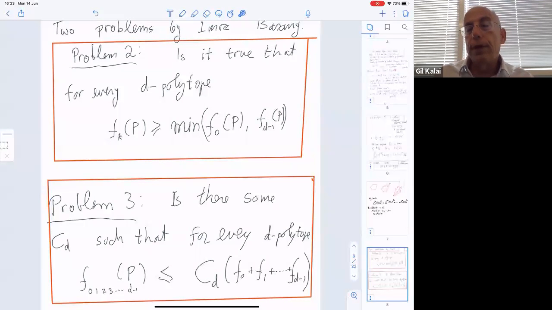Is it true that for every d-dimensional polytope, the number of k-dimensional faces is greater or equal to the minimum of the number of vertices and the number of (d-1)-dimensional faces, or the number of facets, as they are called? And we don't know even this. We would expect that when k is smaller than d over 2, then f_k of P is greater or equal to f_0 of P. When k is larger than d over 2, f_k of P is greater or equal to f_{d-1} of P. But we don't know this simple inequality, which is a little bit embarrassing.